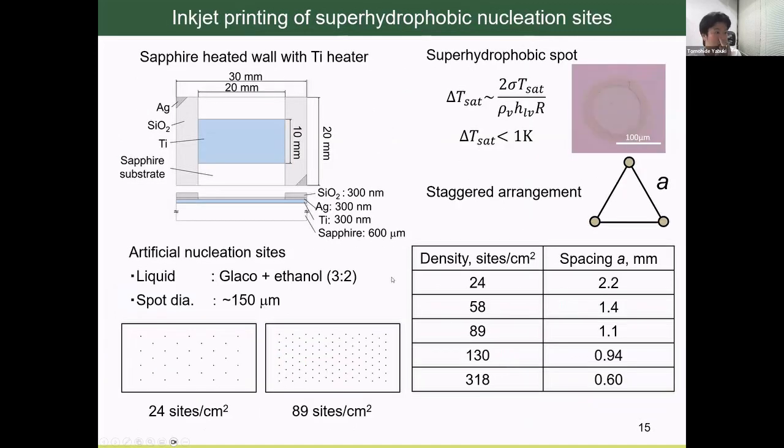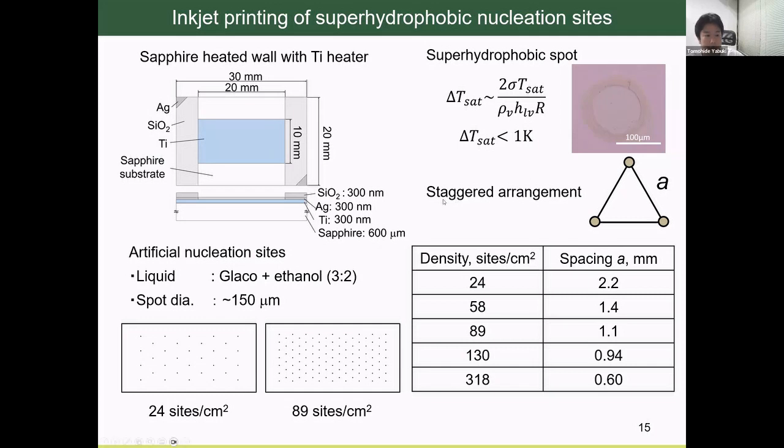And in our case, we employed inkjet printing of a superhydrophobic agent to form artificial nucleation sites. And this shows the photograph of a single superhydrophobic spot with a diameter of 150 microns. I tried to make it smaller, but we failed. So this is slightly larger than the size of the general cavity size on the metallic surface.